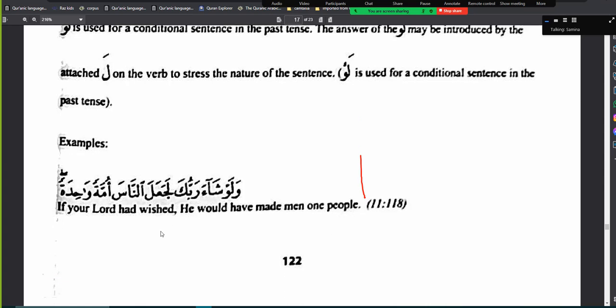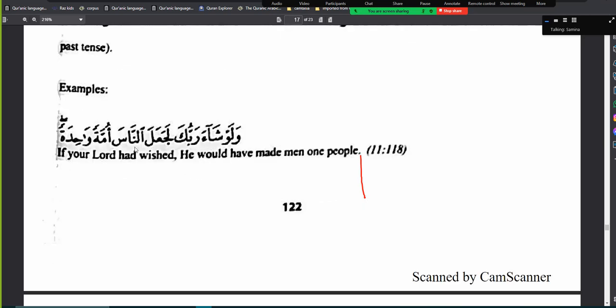If you have law, lawit talat alayhim لَوَلَّيْتَ مِنْهُمْ فِرَارًا, right? We have وَلَوْ شَاءَ رَبُّكَ لَجَعَلَ النَّاسَ. So we have law followed by lam with a fatha. If your Lord had wished, he would have made men one people.